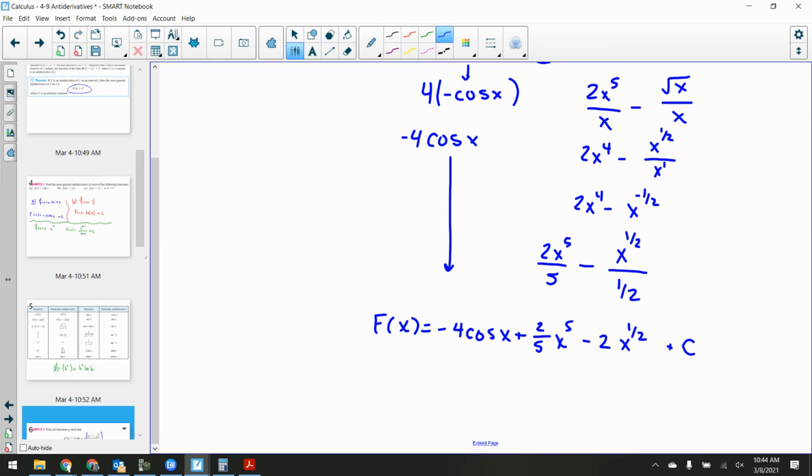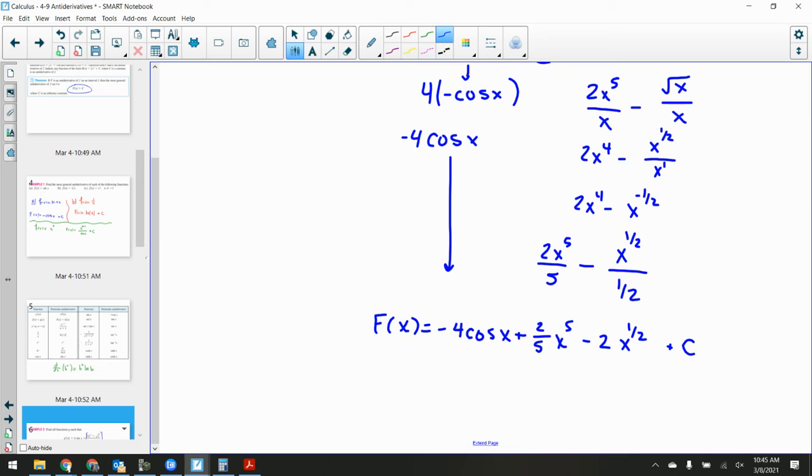See what I'm getting at there? You could take that x to the 1/2 and turn it back into a square root of x. Six of one, half a dozen of the other. Dividing by 1/2 is the same thing as multiplying by 2. So I just turned that into a 2 x to the 1/2.